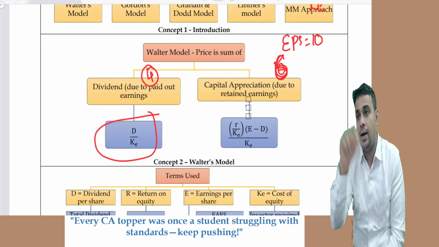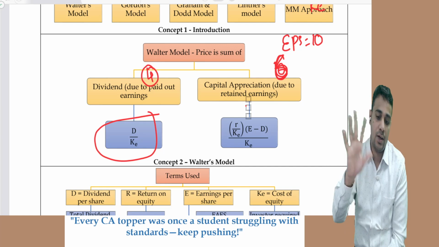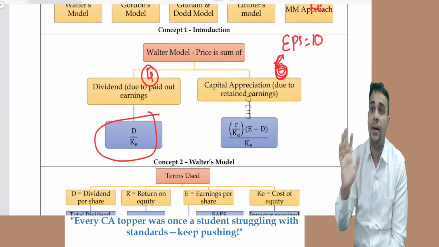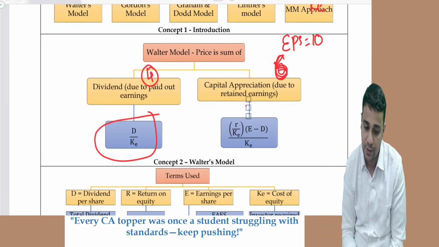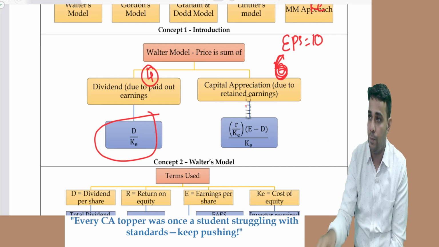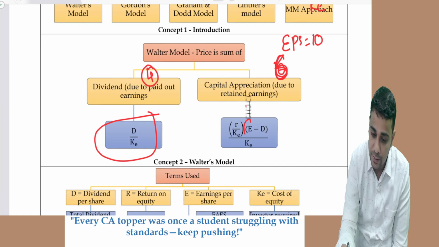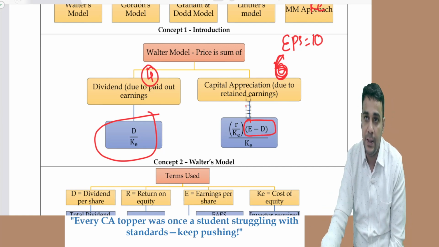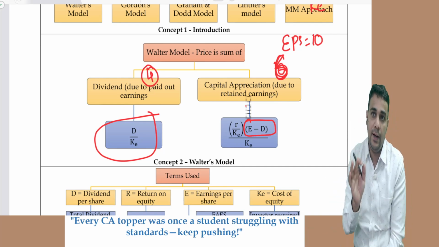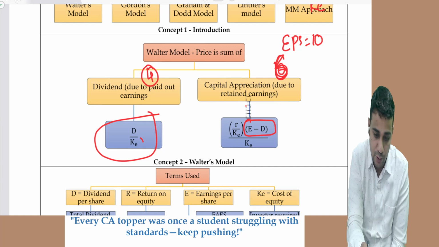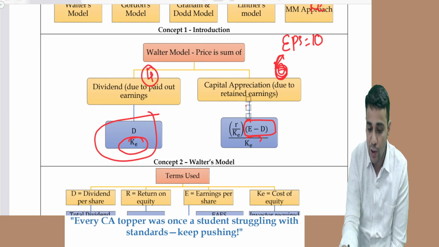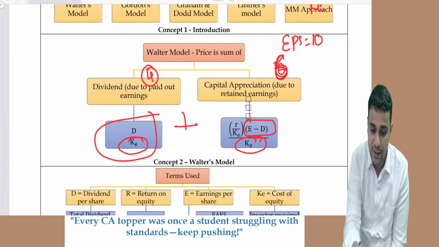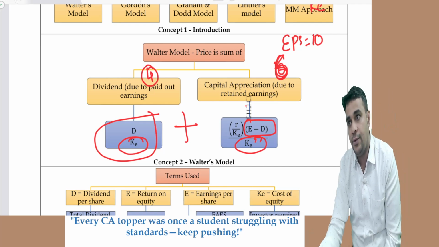Gordon's model added growth on top of it and did the calculation. Walter said no growth concept. We'll go with the capital appreciation concept. What is the capital appreciation concept? You paid out 4 rupees. Retention is 6. E minus D. That will also be divided by KE only. Both are divided by KE. Here you see divided by KE, here also you see divided by KE. The formula is this plus this. Both have KE only as the denominator.